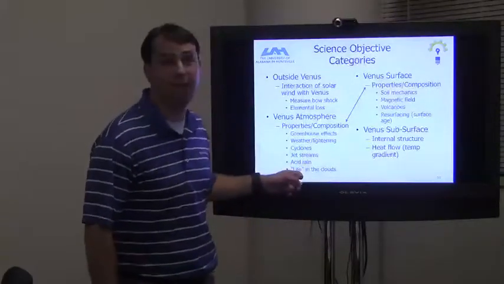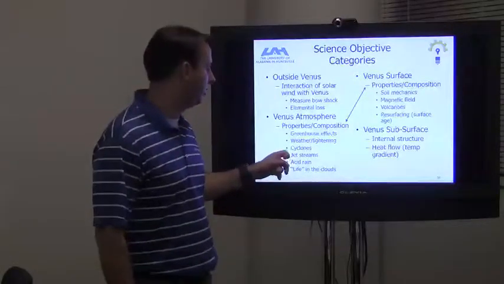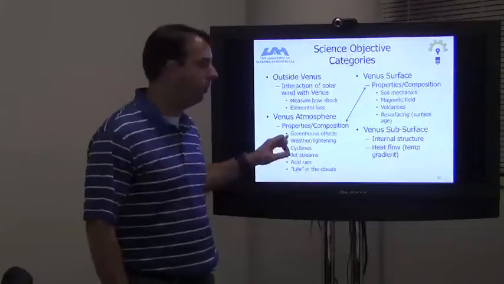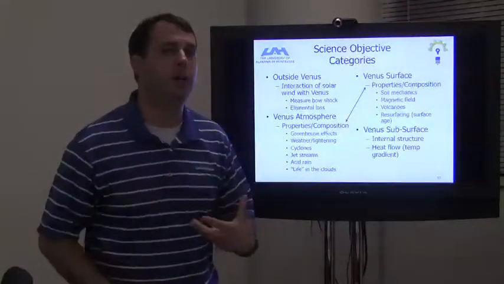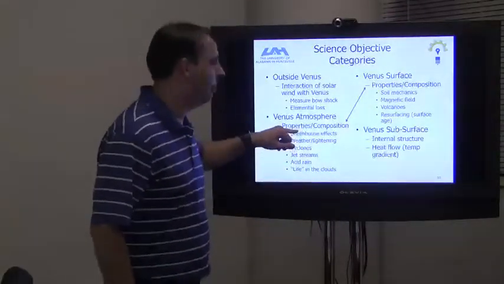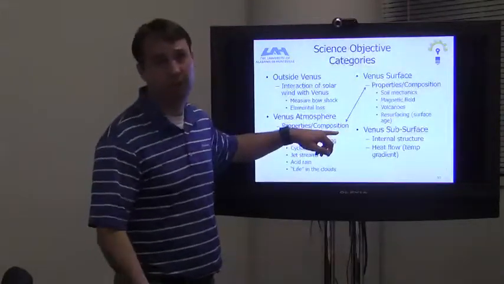I want to look for life in the clouds. I want to look at the acid rain, the precipitation, the jet streams, lightning. You can look at all these things. But basically, what you're going to be doing is measuring some properties of the atmosphere, or measuring the composition of the atmosphere, or both. Okay.